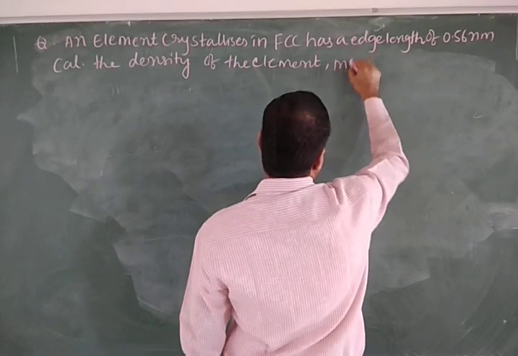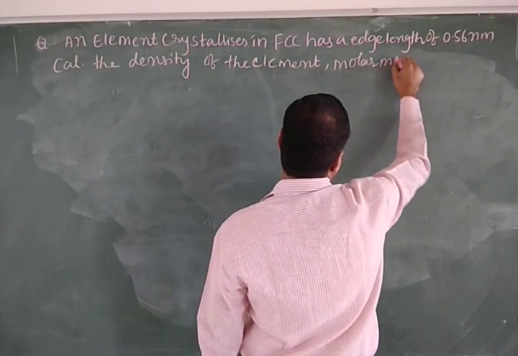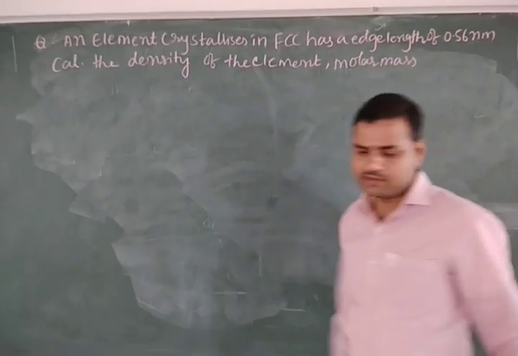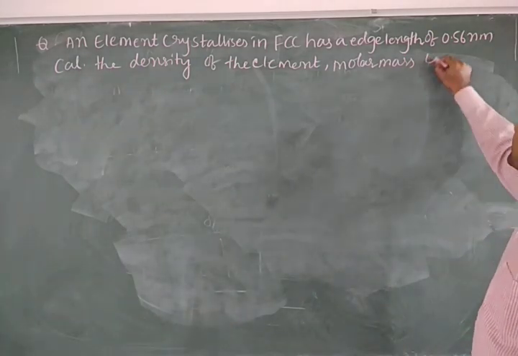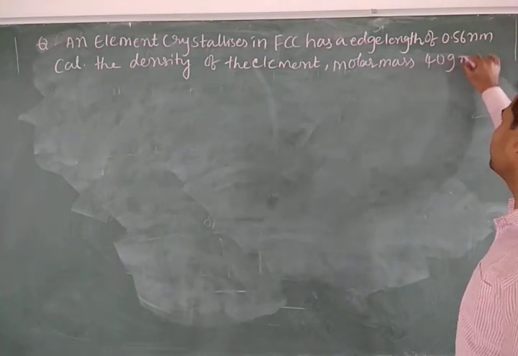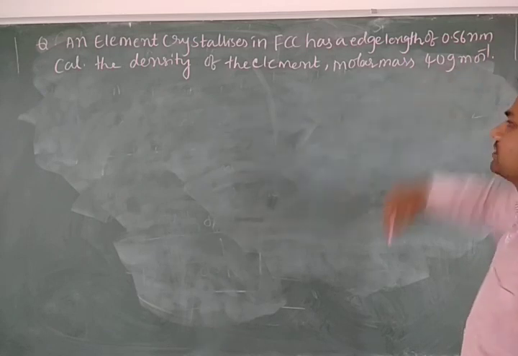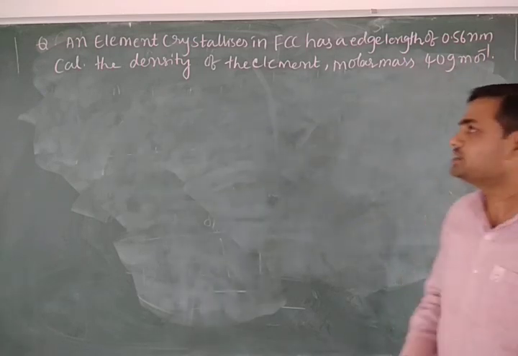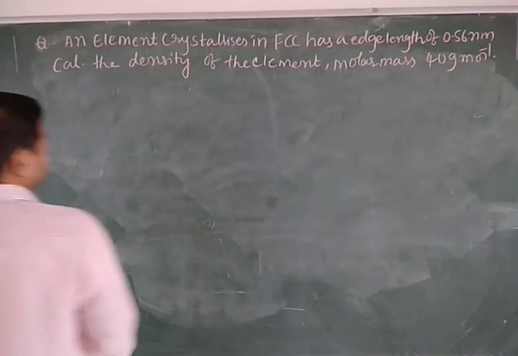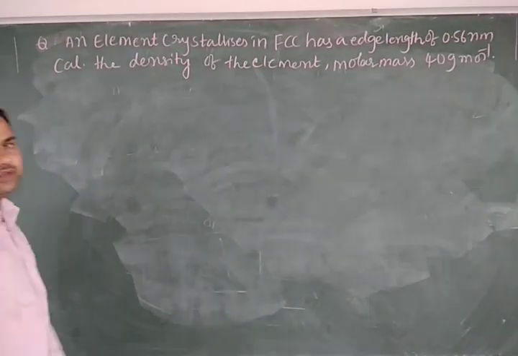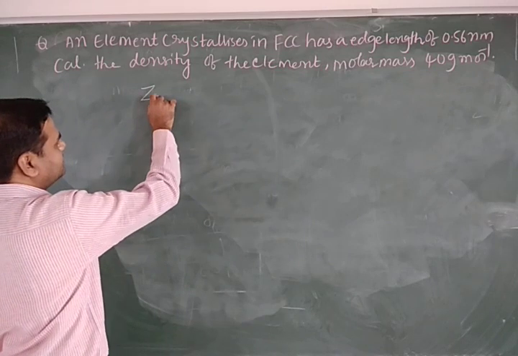The molar mass of the element is given directly as 40 grams per mole. This is a question where you see that it is FCC. So what is the formula we are applying? D is equal to Zm by A cube into Na. The Z value for FCC.